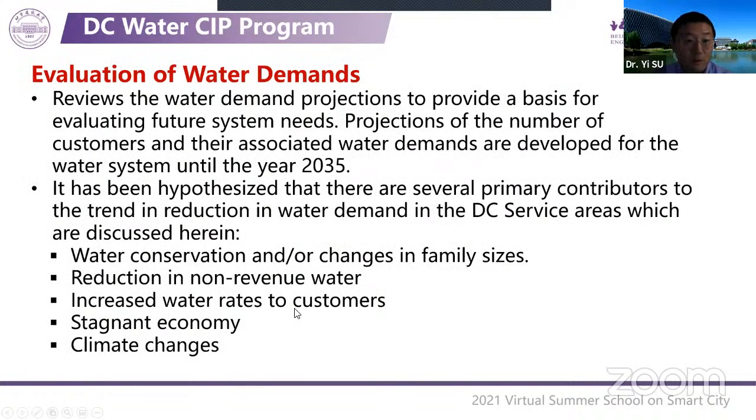Also, DC Water took actions for evaluating water demands. So it reviews water demand projections to provide a basis for evaluating future system needs. Also it hypothesizes there are several primary contributors to the trend in reduction in water demand. For example, water conservation, change in family sizes, reduction in non-revenue water, increased water rates, climate change, and so on.